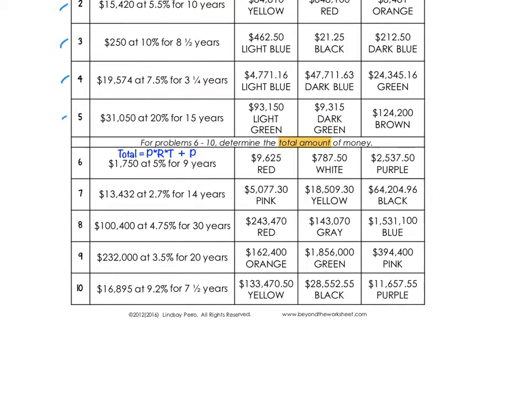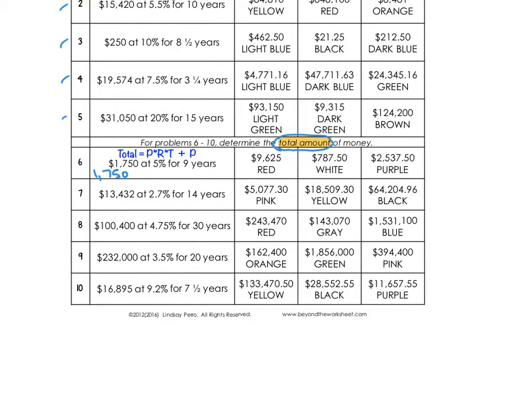Okay, now this one is like the example one that we just did on the first page. We're going to still find our I equals PRT, but then we're adding it back to the principal to get the total amount of money. Okay? All right, so let's start.